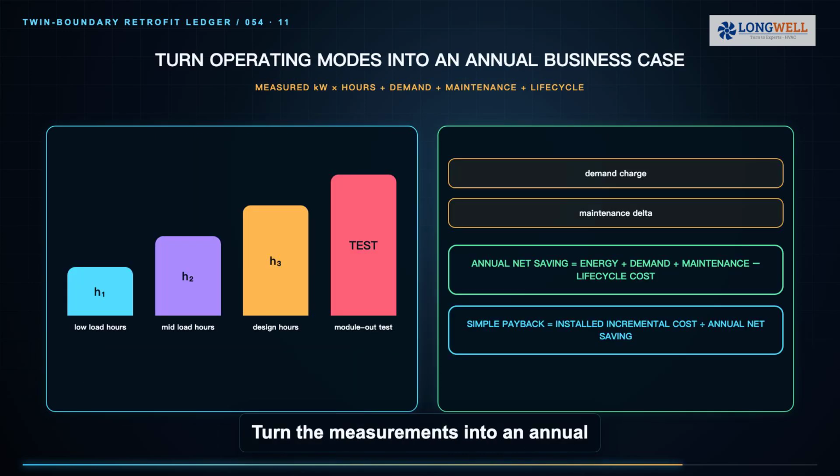Turn the measurements into an annual business case. Calculate energy for each operating mode as measured kilowatts multiplied by annual hours, then include applicable demand charges. Add documented changes in belts, bearings, filters, service labor, replacement modules, and downtime. Subtract controls, installation, commissioning, and lifecycle costs. Simple payback is installed incremental cost divided by annual net saving, but sensitivity to run hours, electricity price, and filter loading should remain visible.